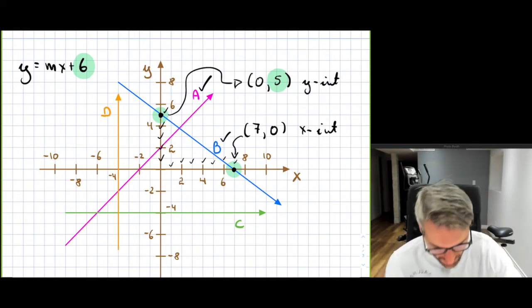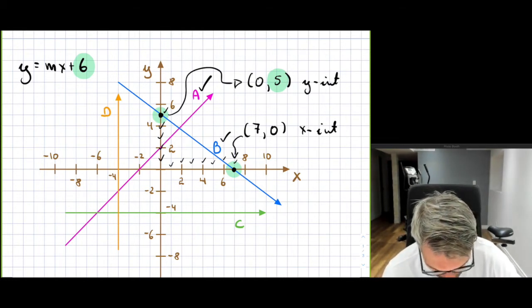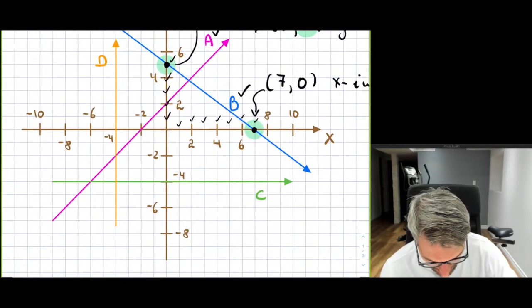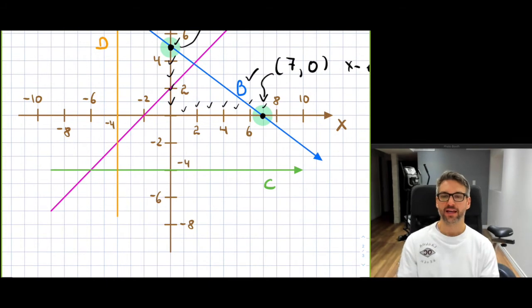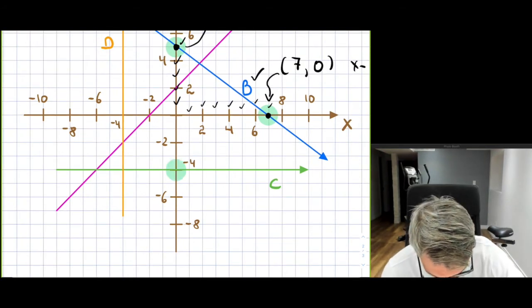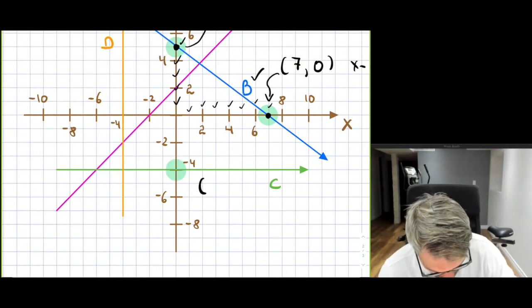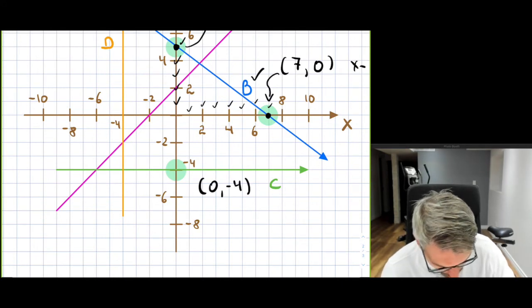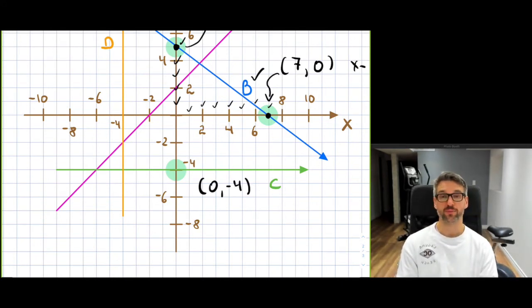Now in the other lines, if we only concentrate on C, you notice that it is a flat line. And this flat line only goes through your y-axis. It doesn't go through the x-axis at all because it's just simply flat. So for this, we have no x-intercept, but we do have a y-intercept, and in this case it would be (0, -4). Now, the slope is 0 because it's a flat line, and therefore it's not going to cross the x anywhere.